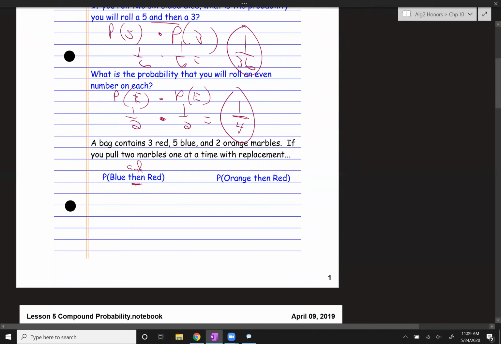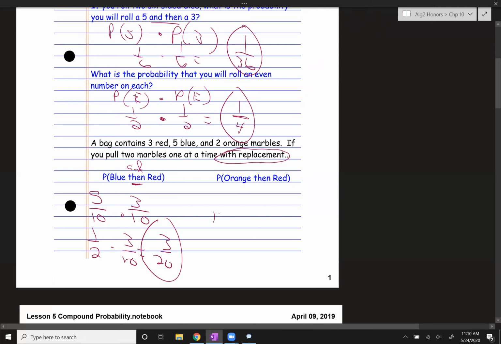Bag contains 10 marbles, right? So we have 10. 2 marbles are pulled one at a time with replacement. Super important. So that means whatever I do, I'm going to multiply it by another something out of 10. So blue was 5. And then we want red, which was 3. Okay, so I'm typically going to reduce these first. This is 1/2 and then 3/10. So I get 3/20.